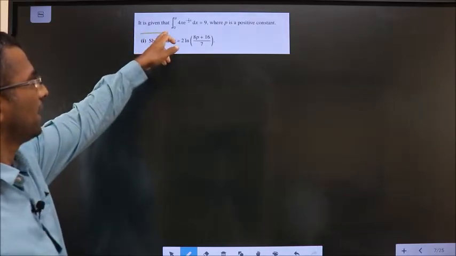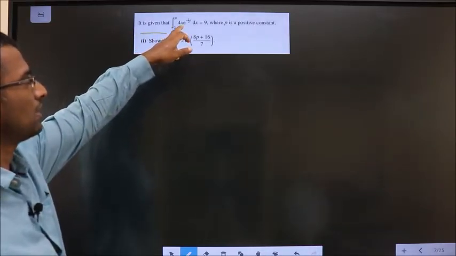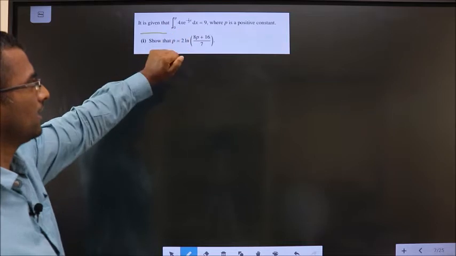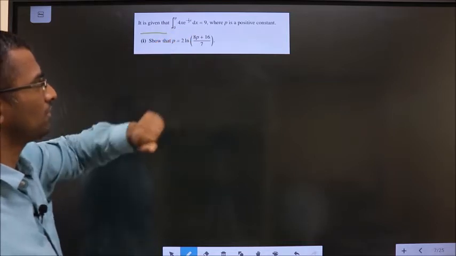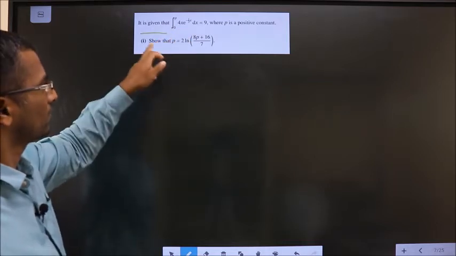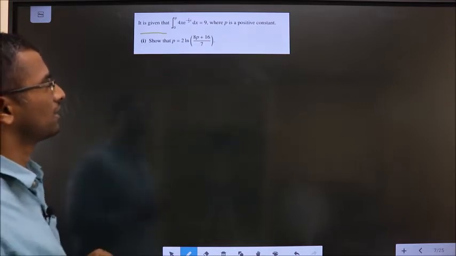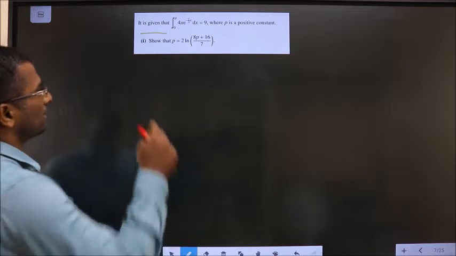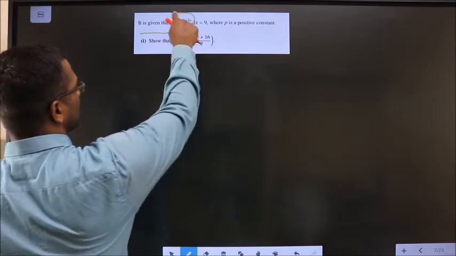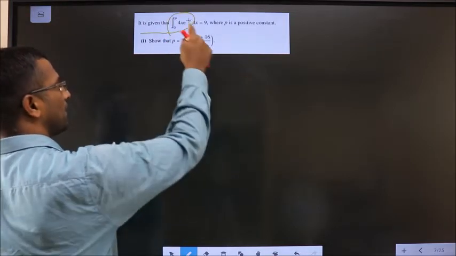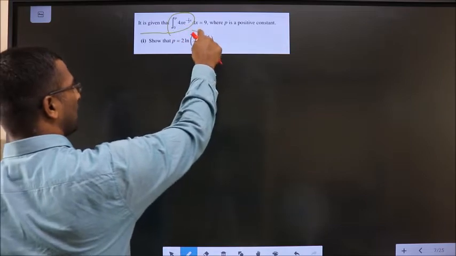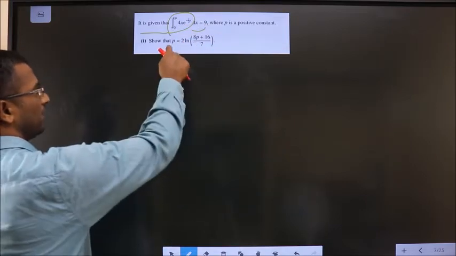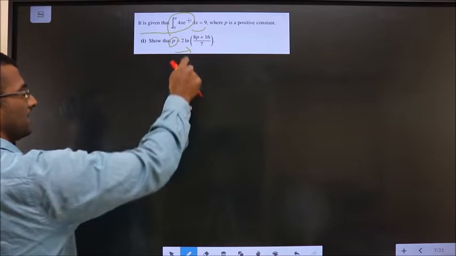It is given that the integration of 4x e power minus 1 by 2 x dx, with limits 0 to p, is equal to 9. Show that p equals this one. How do we show this? First, I should integrate this, then replace the limits, then equate it to 9, simplify, and make p the subject. You should get this one.